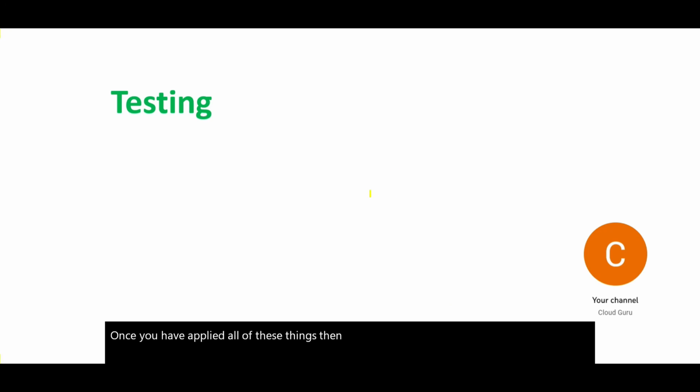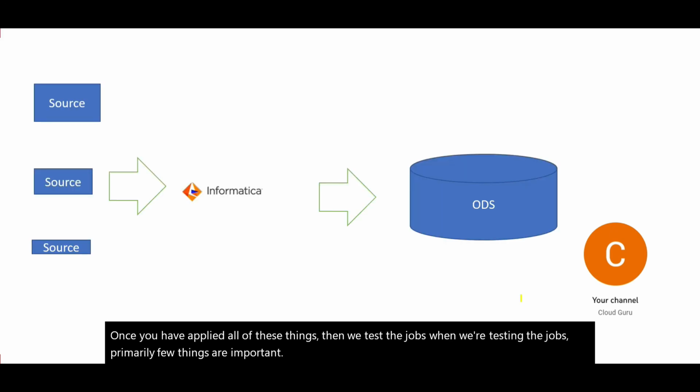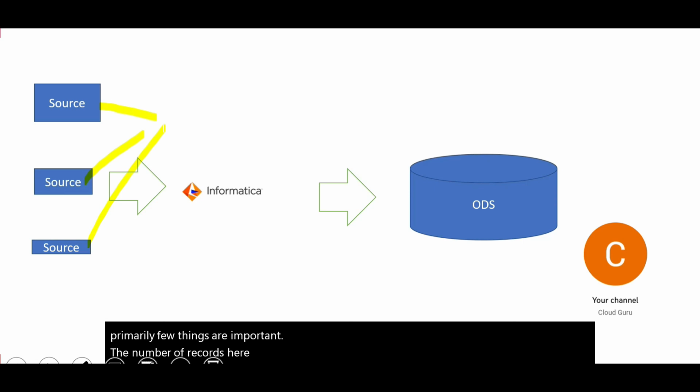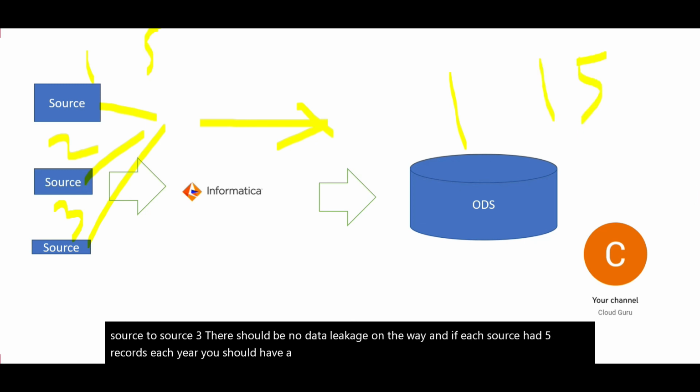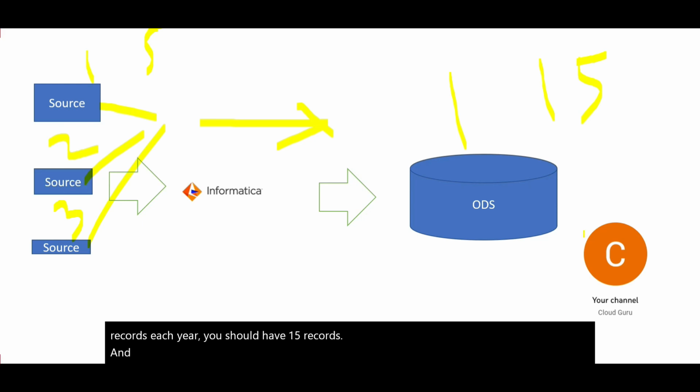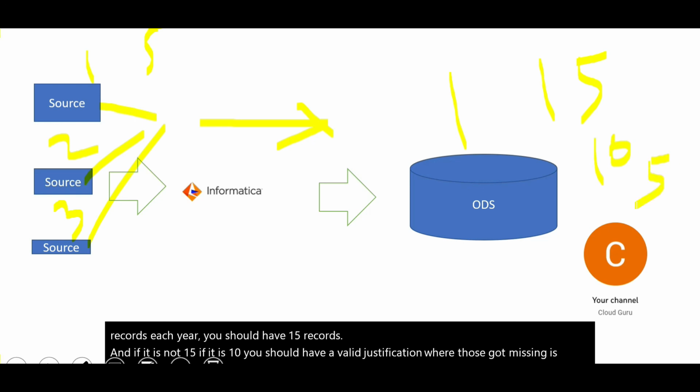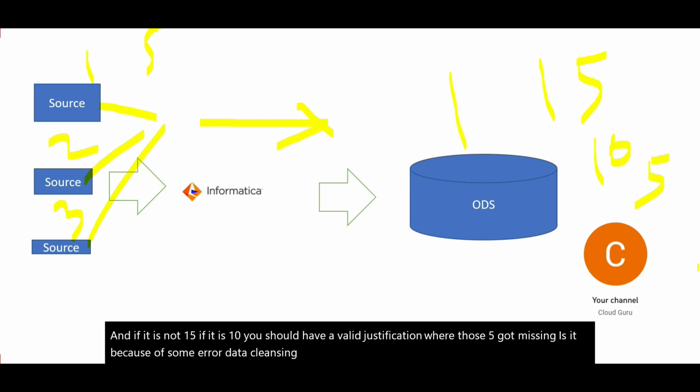Once you have applied all of these things, then we test the jobs. When we are testing the jobs, primarily a few things are important. The number of records here should be equal here. Suppose this is source 1, source 2, source 3. There should be no data leakage on the way. If each source had 5 records, here you should have 15 records. And if it is not 15, if it is 10, you should have a valid justification for where those 5 went missing. Is it because of some error, data cleansing, data harmonization, and so on. So your entire process should be auditable.